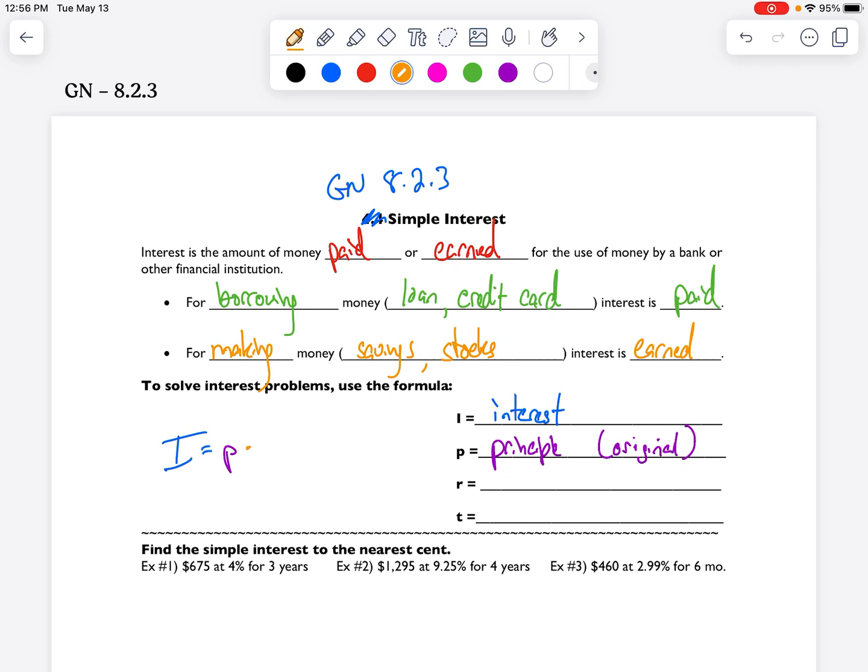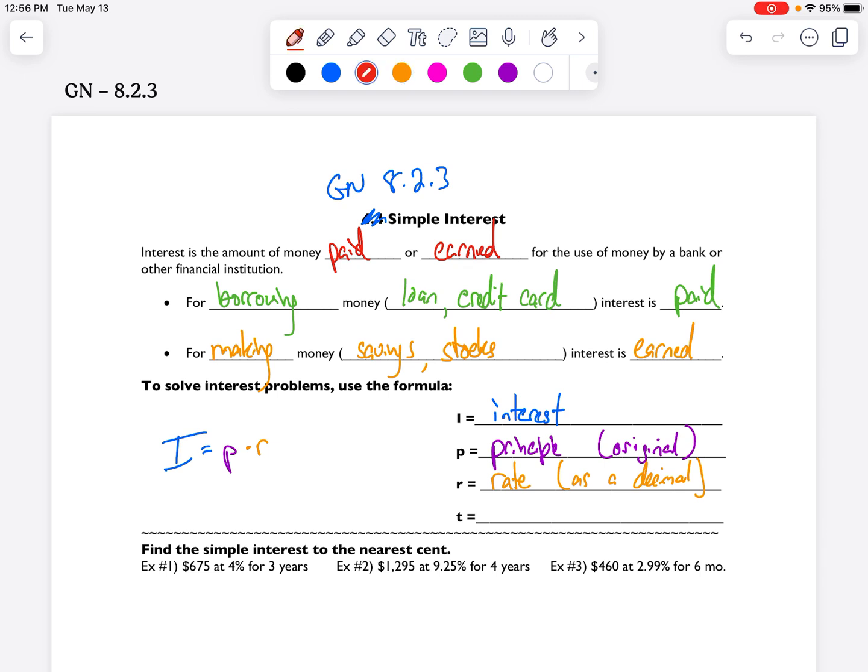the rate. You can be charged or earn money as a percentage or a small amount. Typically, you pay more in interest and you earn a little bit less. That's how banks make money. But the rate is always represented as a decimal. So if you see a percentage, you're going to have to convert it to a decimal. That's one of the tips that we'll hang on to.